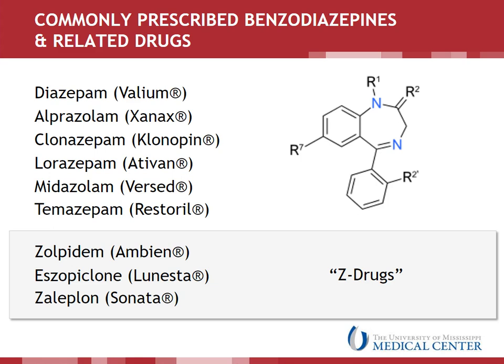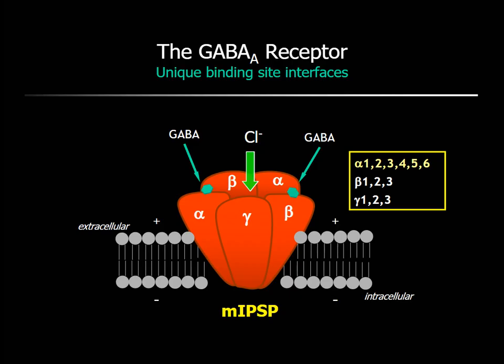Although these drugs can be prescribed for several different conditions, anxiety and sleep disorders account for the majority of benzodiazepine prescriptions. In fact, the benzodiazepine-type drugs called Z drugs, listed here on the slide, are among the most largely prescribed sleep aids, particularly zolpidem or Ambien, which is one of the 5 most prescribed psychiatric drugs in the US.